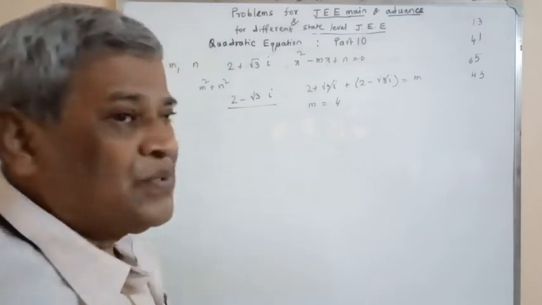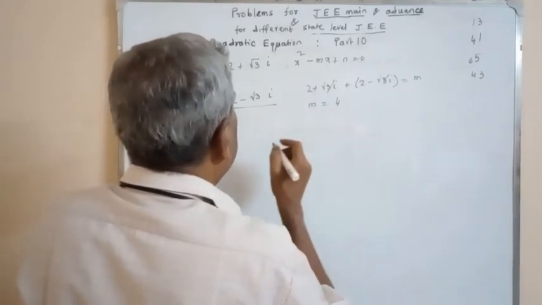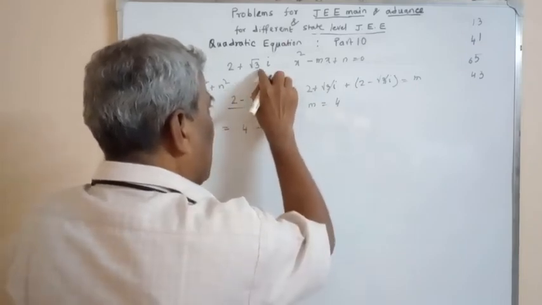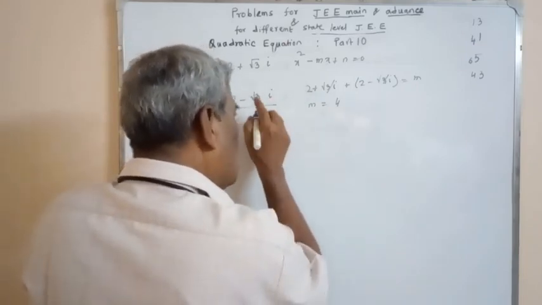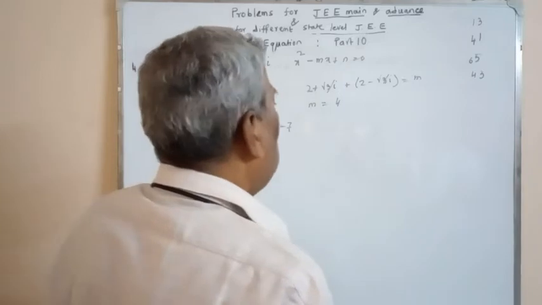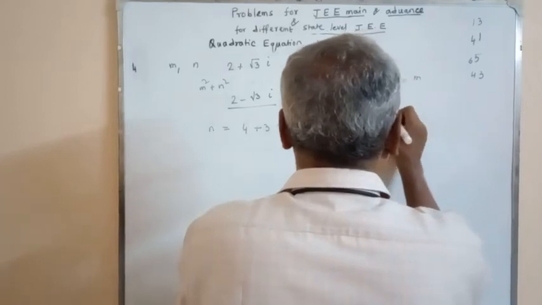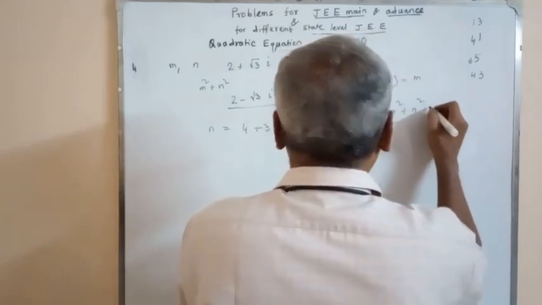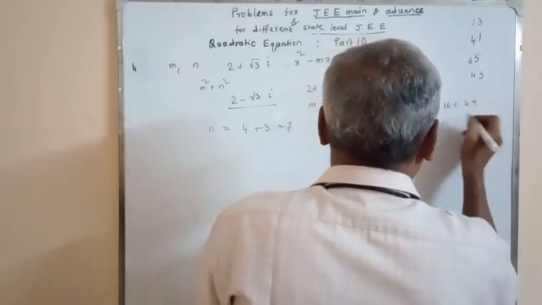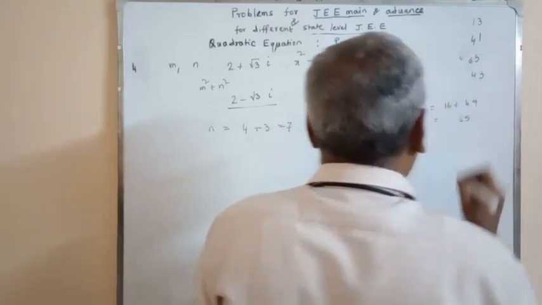Similarly, product of the roots is n. So n is the product of the roots, that is, 2 plus root 3i into 2 minus root 3i, so 4 minus 3i square, which is equal to 7. So we obtain again m and n. So the value of m square plus n square is equal to 16 plus 49, which is equal to 65. So option C is correct.